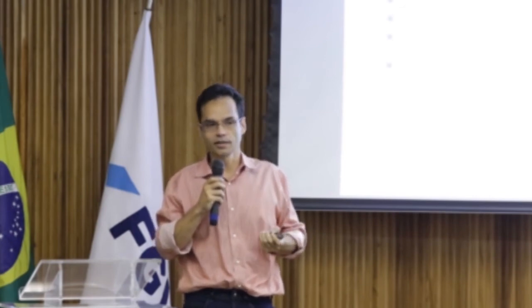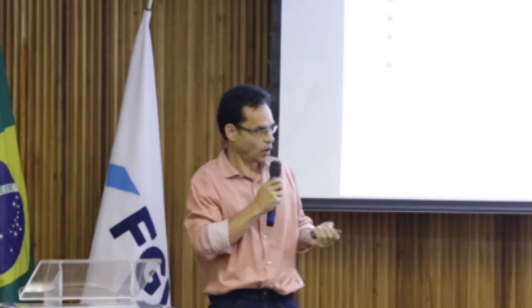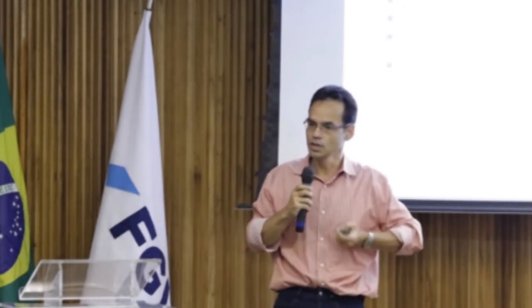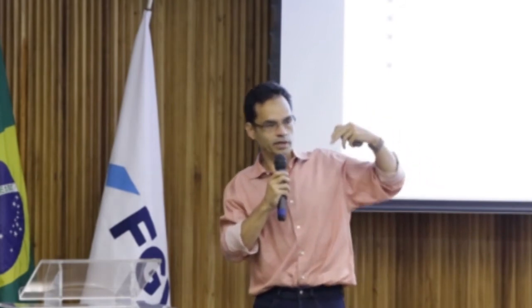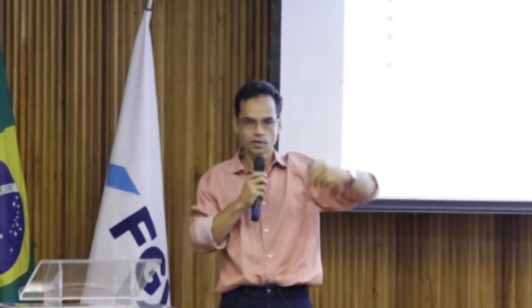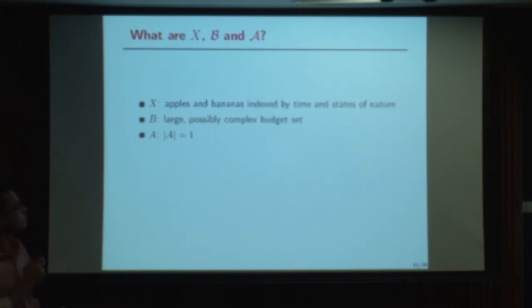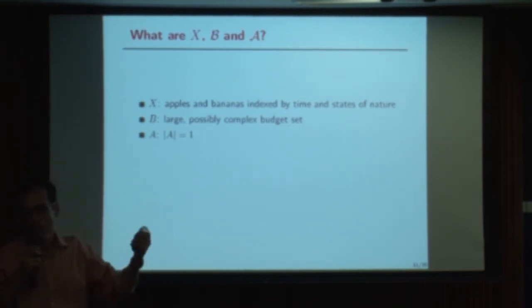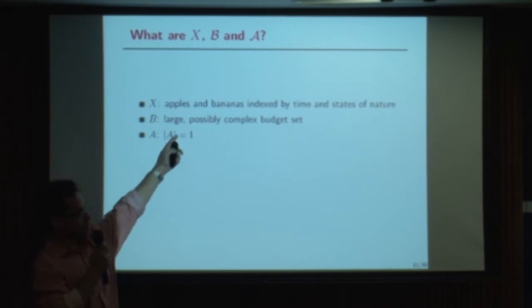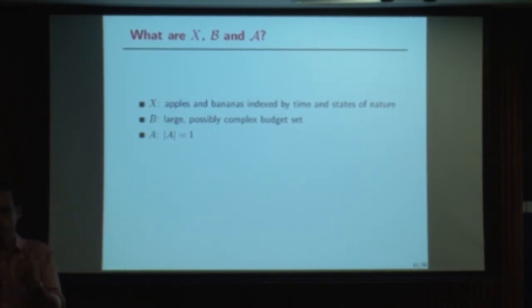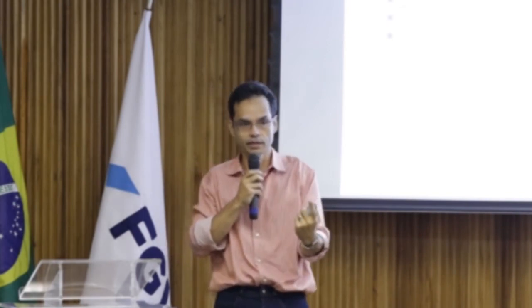But it's a little bit too unambitious, in the sense that that's not all that we want to understand. We want to understand how people choose, whether they consume now or later, in which state of nature, a bunch of things that involve both the time and uncertainty dimensions. So let's do Arrow-Debreu. Let's index apples and bananas by time and states of nature. Now, those budget sets are large and possibly very complex, depending on whether we have, for instance, incomplete markets and things like that. The bad thing is now the cardinality of the set is only one, because if we think about this, there's only one choice that you make, right?